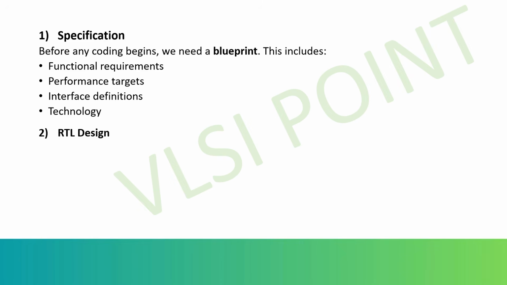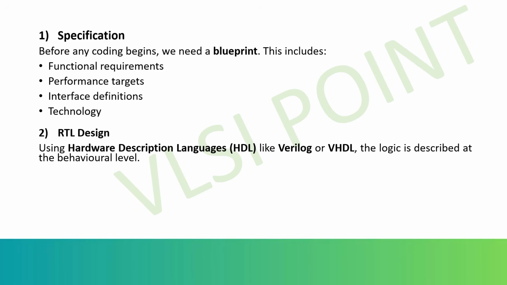Next step is RTL design. This is the coding phase of hardware design, and the goal is to describe how data moves between registers and how logic operations happen using hardware description languages, that is either Verilog, VHDL, or SystemVerilog. You will design data paths like adders, multipliers, shifters, then control logic like finite state machine, pipelines for high speed operation, and memory interfaces like SRAM, ROM.